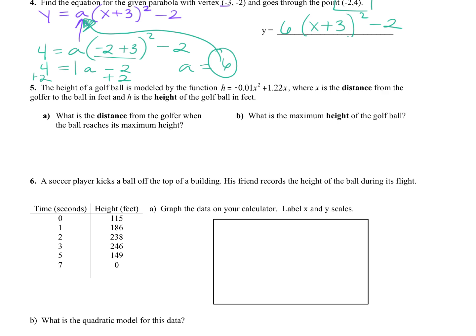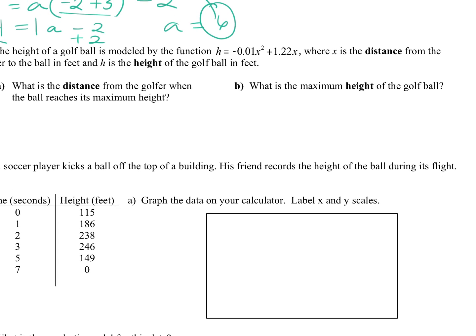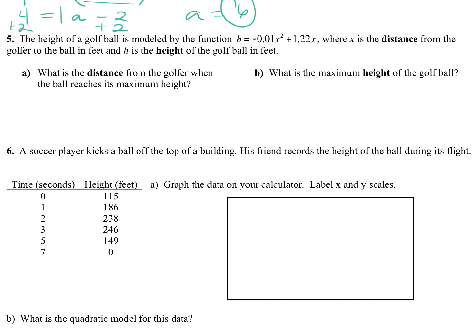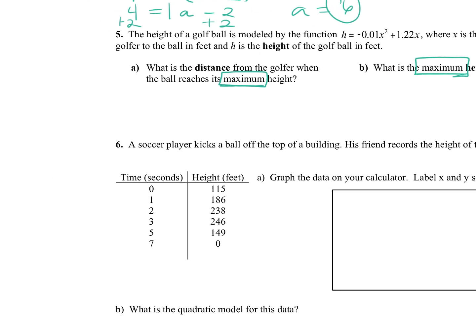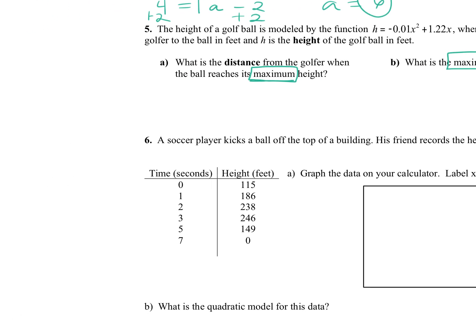So for this one, you're given an equation. It says where x is the distance from the golfer in feet, and h is the height of the golf ball in feet. What's the distance to reach its maximum height? And what is the maximum height? Whenever they ask you for a maximum or a minimum, think about this, okay?